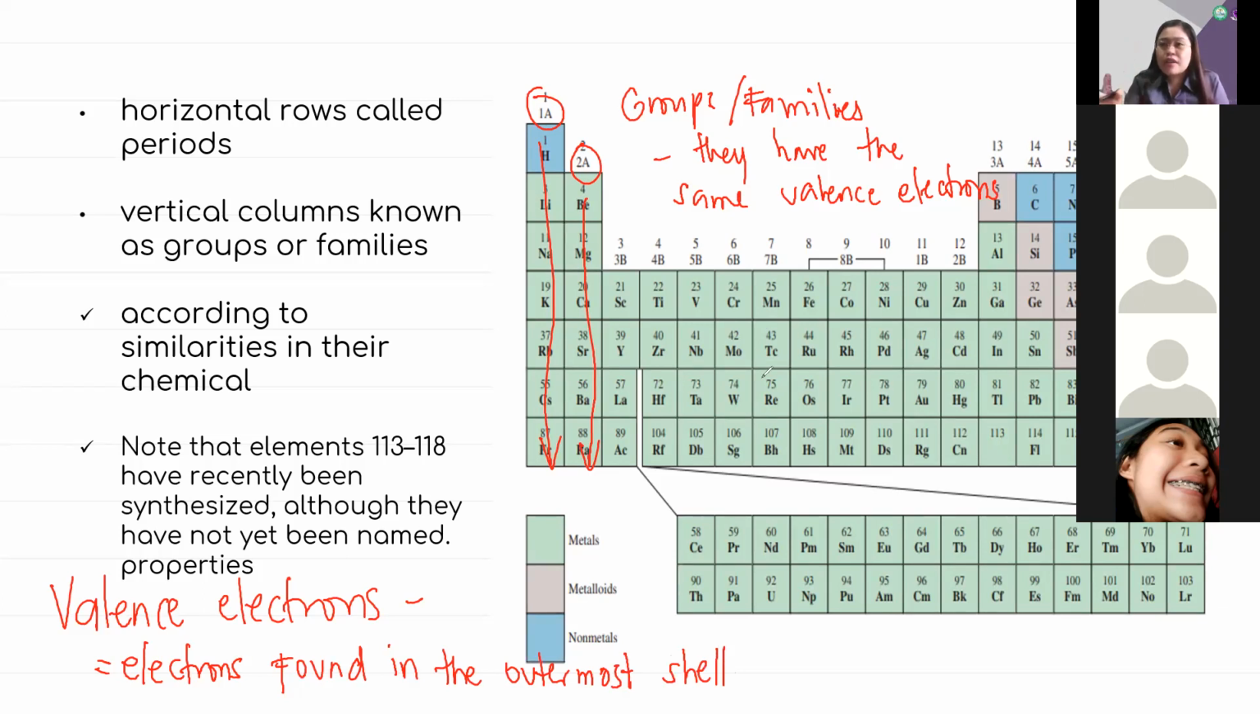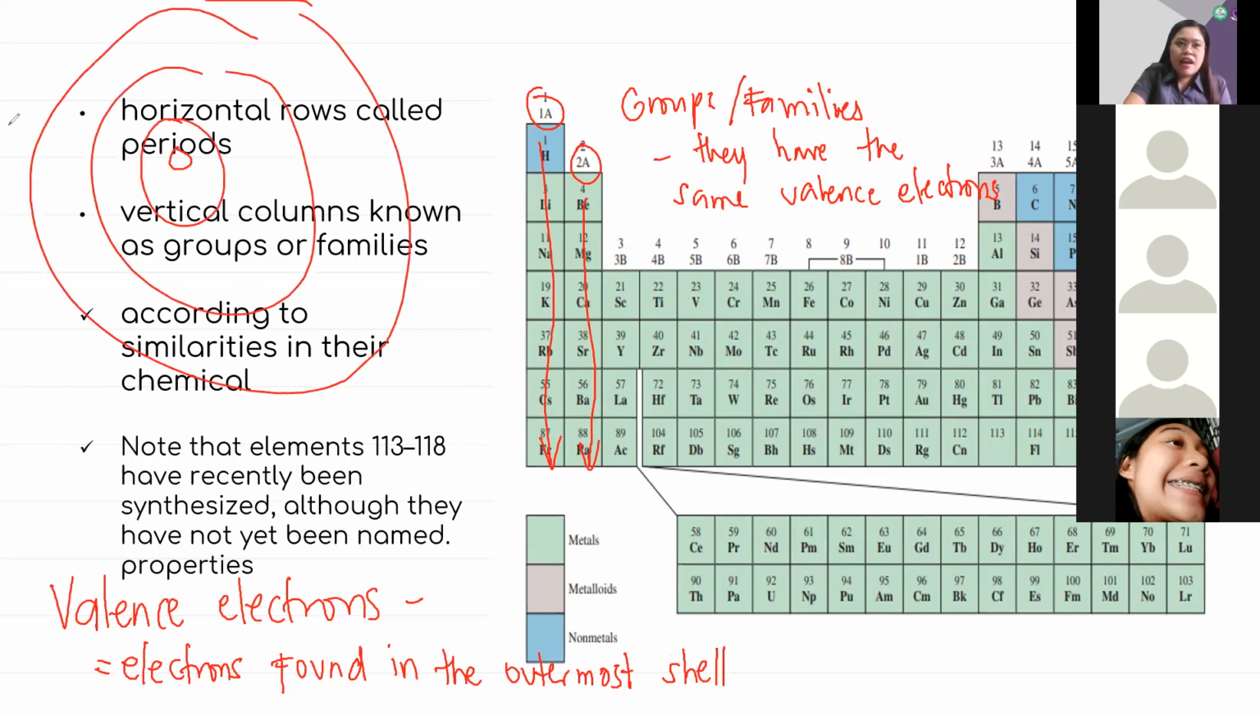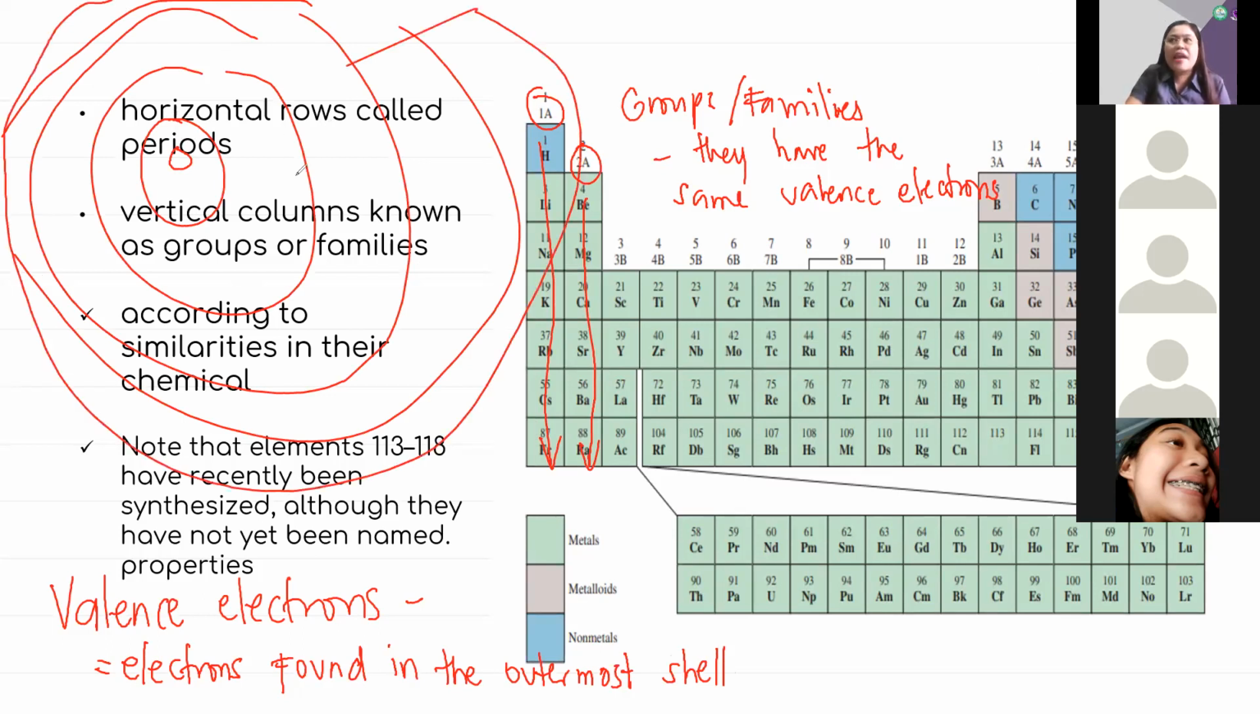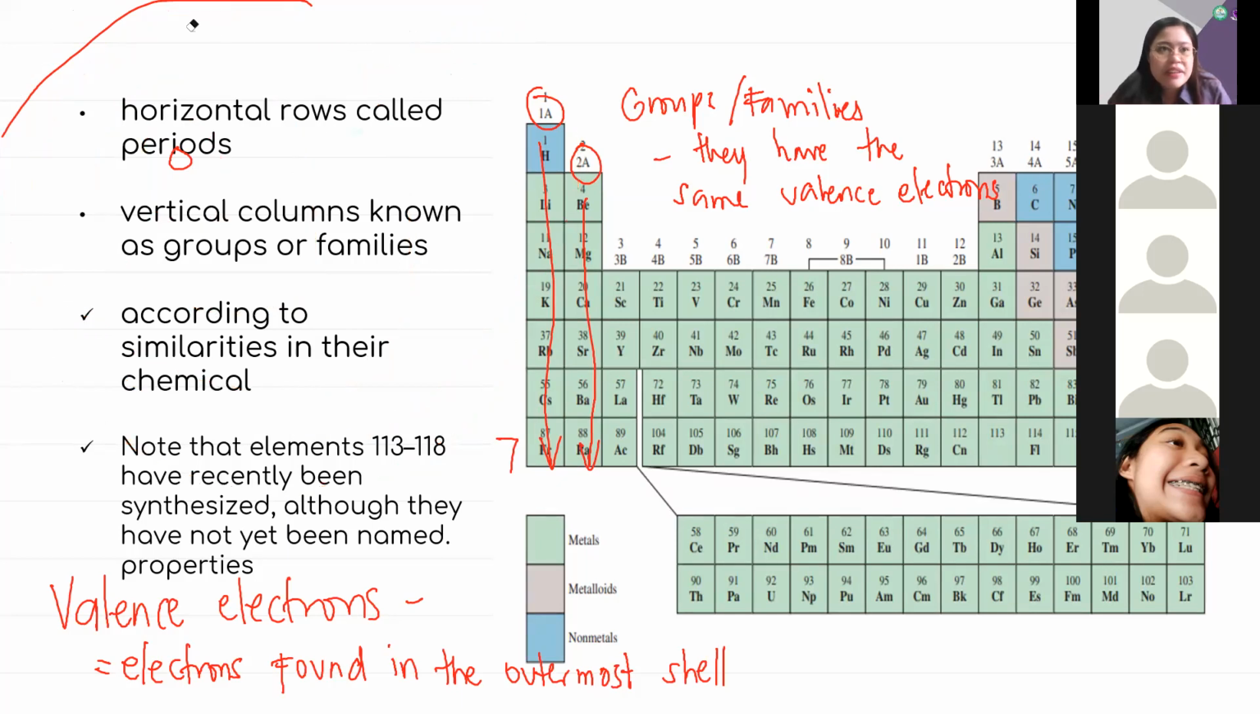When you say outermost shell, it's the farthest shell, right? For example, in period number 7, francium, how many energy shells does it have? 7 energy shells. So when we say outermost shell, the farthest shell, it means the 7th shell in the case of francium, which is why it is in period number 7. Wait, let me erase this so we don't get confused. There.